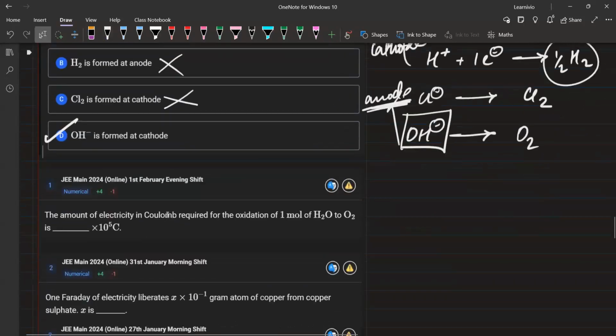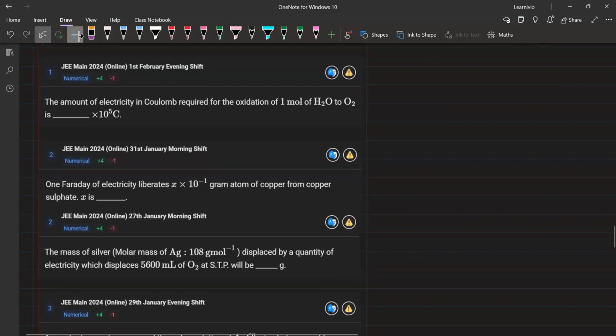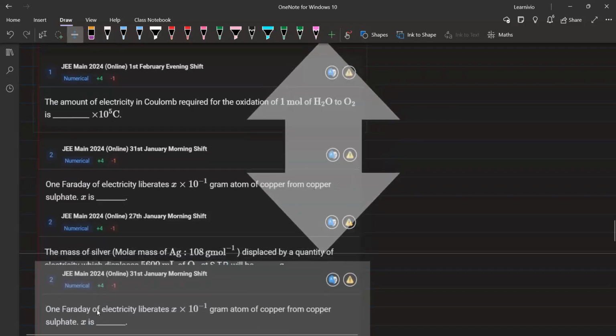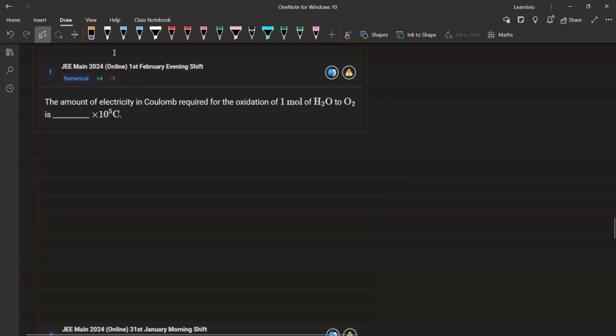Let's try the next one. Now, for this type of question in Faraday's law, they're asking about the coulombs of electricity required. You have to remember one formula. First is coulomb, which is equal to ampere into seconds. If they're asking in terms of the electricity and the time for which the electricity is flowing, then you can use this formula. This is actually Q is equal to IT, but I'm writing it in terms of units also. Coulomb is equal to ampere into seconds.